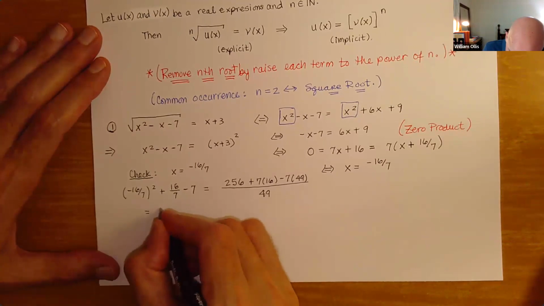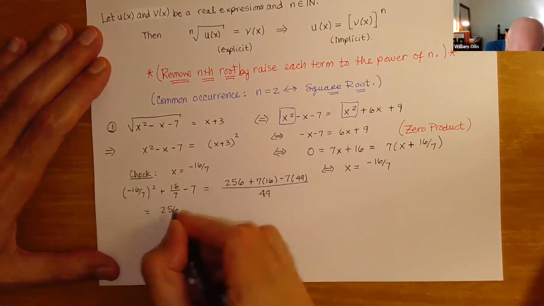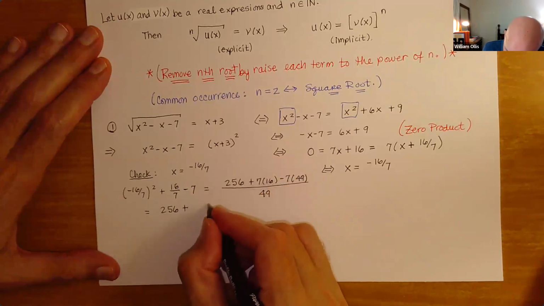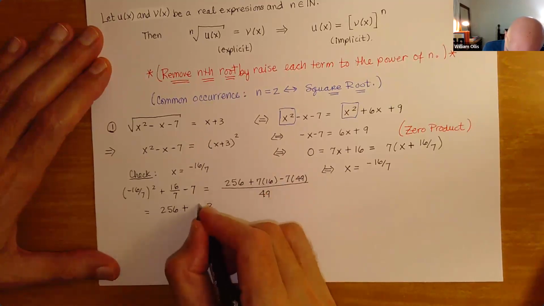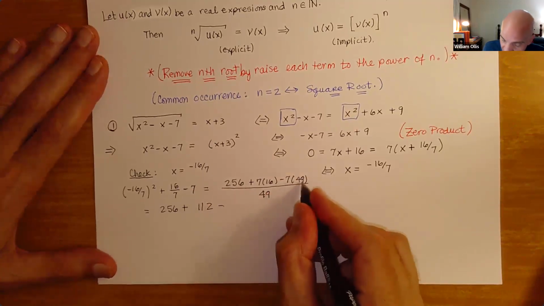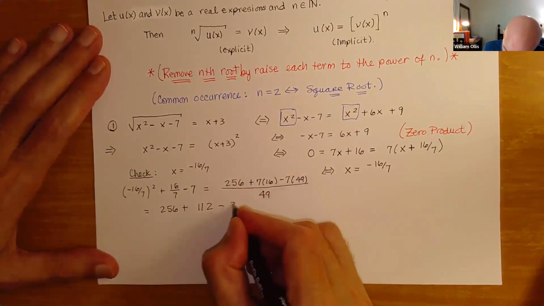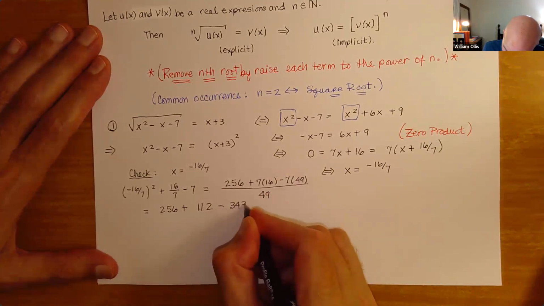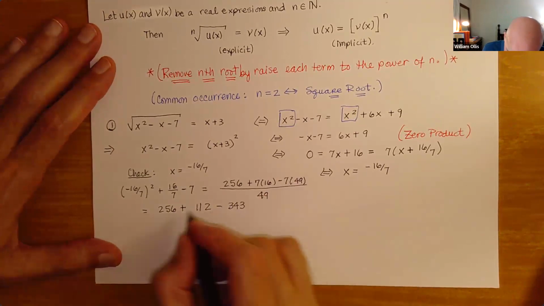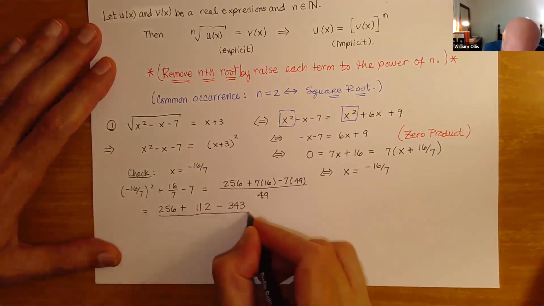So now we'll multiply 256 plus, and then, of course, the 7 times 16, that's 112. And then, of course, 7 times 49, that gives us 343. Again, these are powers and products that we use quite a bit. Divided by 49.